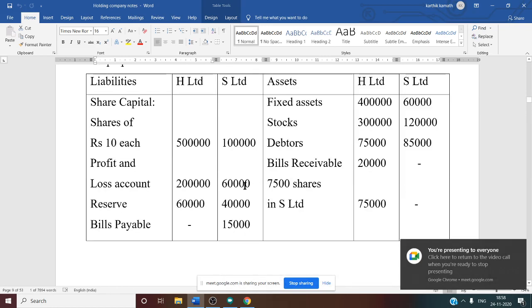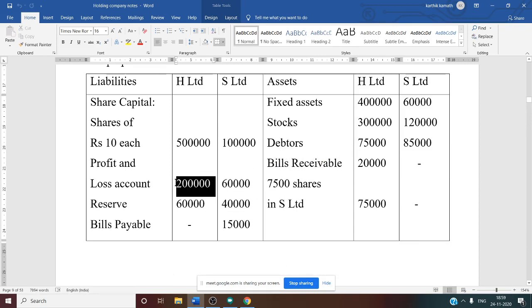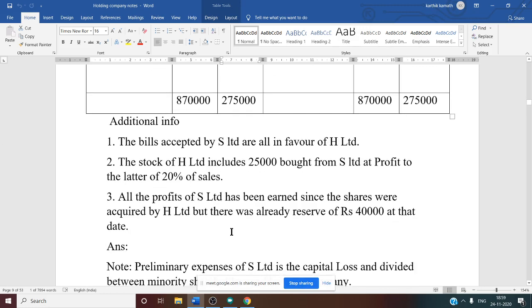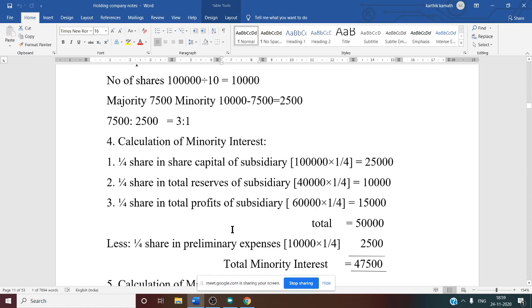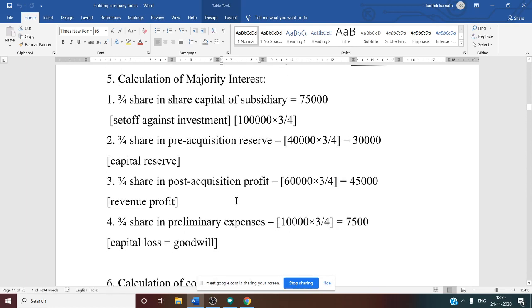Here, if you see, the profit and loss account of the subsidiary is 60,000. We have taken in the consolidated balance sheet the holding company profit and loss of 2 lakh. Okay, correct. But for the subsidiary company we have not taken 60,000. Why? Because within this 60,000, some portion belongs to the minority also. That is why we cannot take 60,000. We have to take only the majority portion because we are preparing the holding company account. So what is the majority portion? Majority portion means the post-acquisition portion.